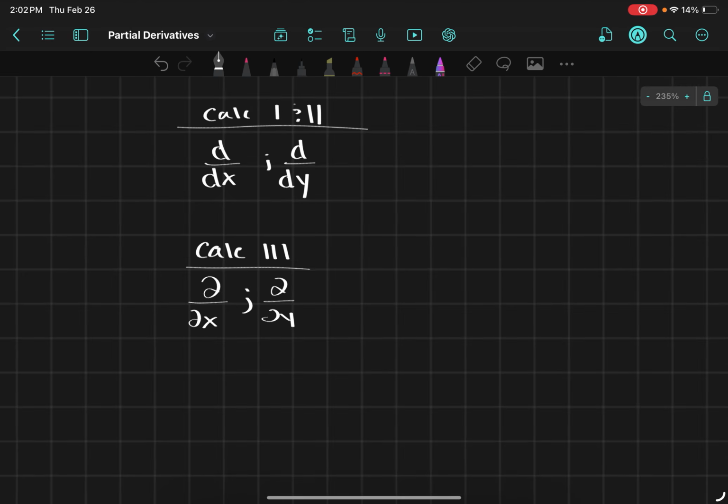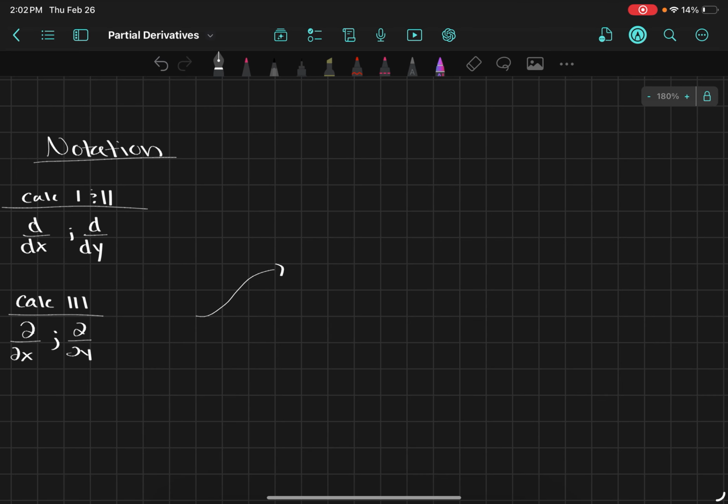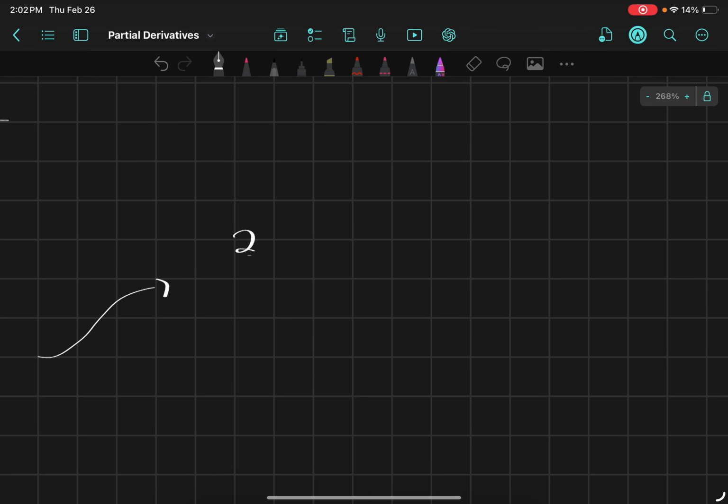So partial derivative notation may go something like this. This applies for x and y as well. We have d over dx of f, which is also equal to f sub x. I like this notation the most. I think it is the most simple.